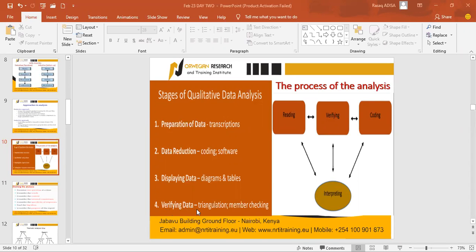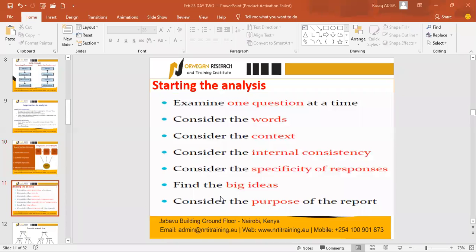Then the last stage is to triangulate to ensure you verify your data. There is no problem of reliability. We discussed that yesterday under the strategies to promote reliability, where we discussed 7 strategies that can be used to ensure that your data are verifiable, reliable, and good for use. So, moving on to start the coding we talked about.